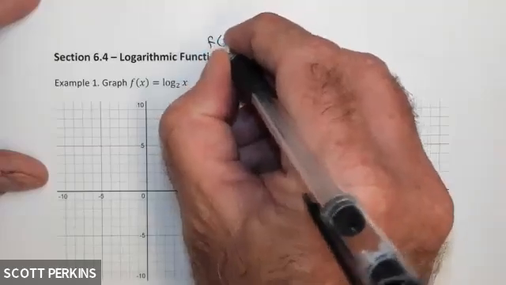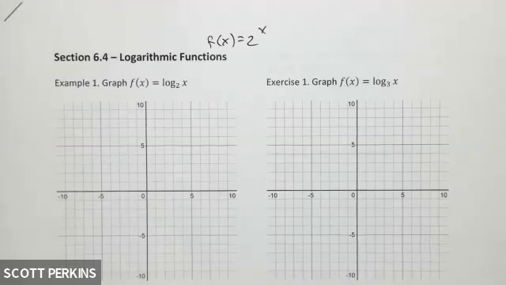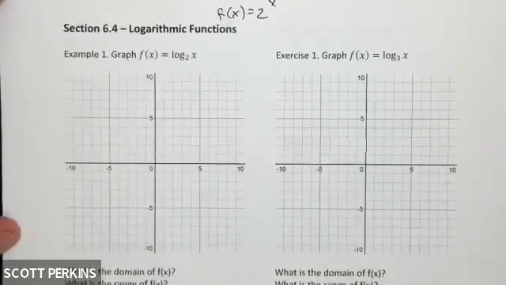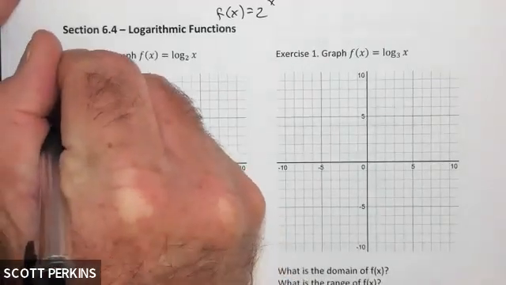We graphed f of x is equal to 2 to the x power, which was the exponential. And then we graphed the inverse by flip-flopping the x's and the y's. And we came up with the logarithmic graph already. You just didn't know that it was called a logarithm at that time. Okay, that's how sneaky I am. So now what we're going to do is actually create it from this logarithm. So I'm going to create my XY table.